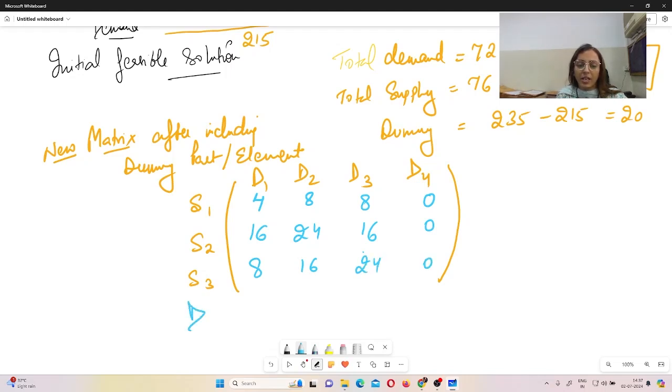The total demand as we have given is 72, 102, then 41, and the balance we created over here is 20, right? And the total supply we have given: S1 is 76, S2 is 82, and S3 is 77. Now we can add up, and demand and supply are equal.